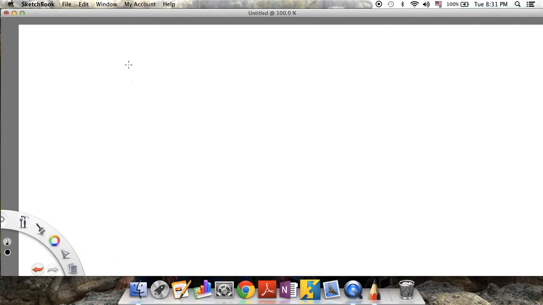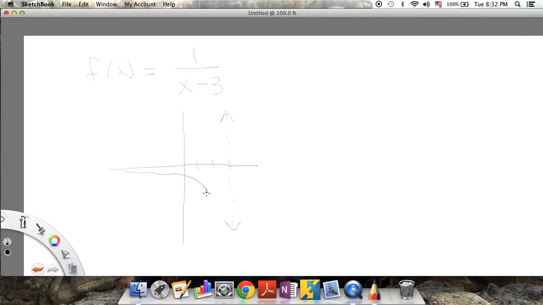Now, let's try another one. What if we have f of x is 1/(x minus 3)? Well, again, let's look at the graph. We know from our rational function studies that we're going to have a vertical asymptote at x equals 3 because that'll make the function undefined. The picture then is going to look something like this.